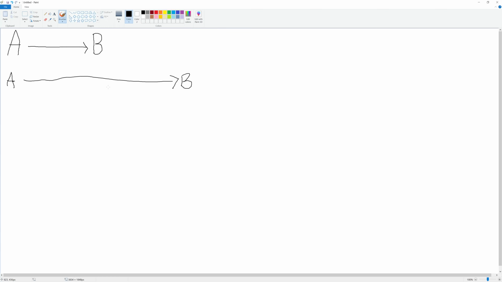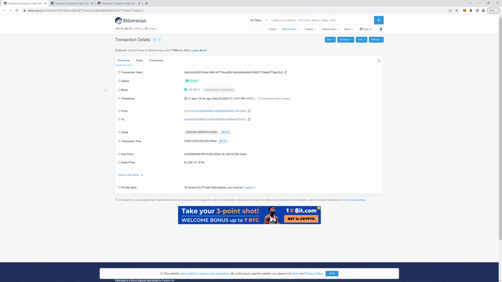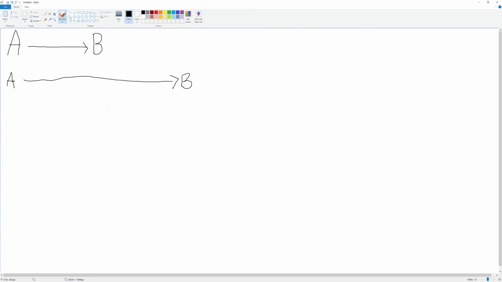So how does that relate to, or how do you view that in terms of an Ethereum transaction? I've got here an example of a transaction where just some ether has been sent from one account to another. This is the simplest of transactions that you can have. In other words, it's like the shortest of trips from A to B.